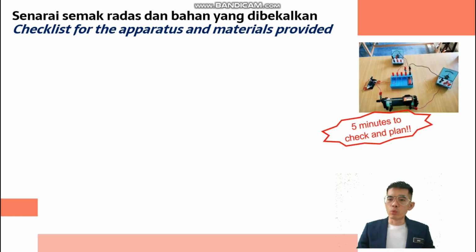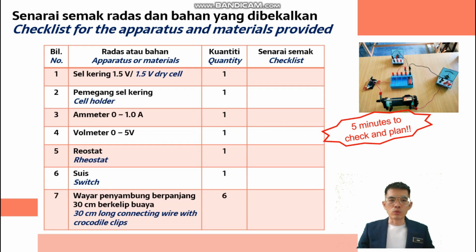Basically, we have about 5 minutes per subject to plan and check your apparatus. Firstly, you have to check that all the apparatus and material needed are provided, and that the quantity of each apparatus or material is correct. If the quantities and types of apparatus are correct, you may just tick the checklist, and immediately you have to read the question and plan the experiment.